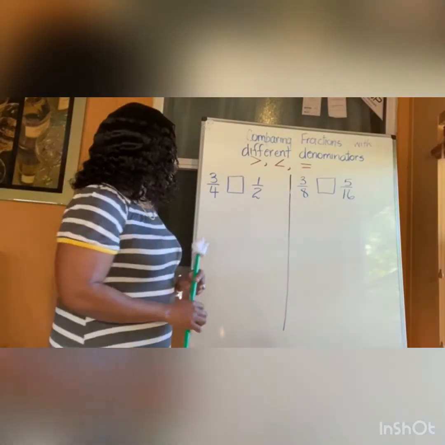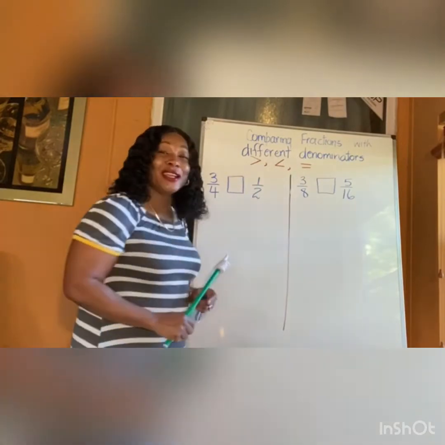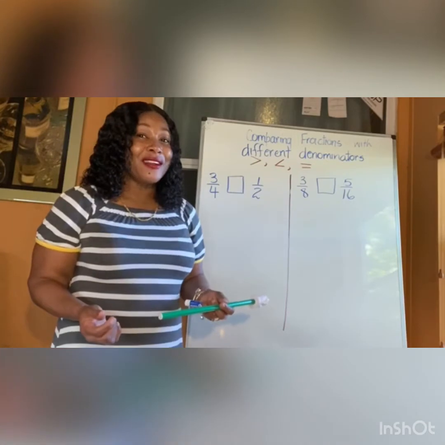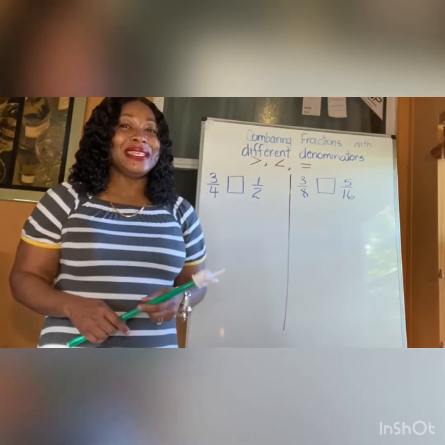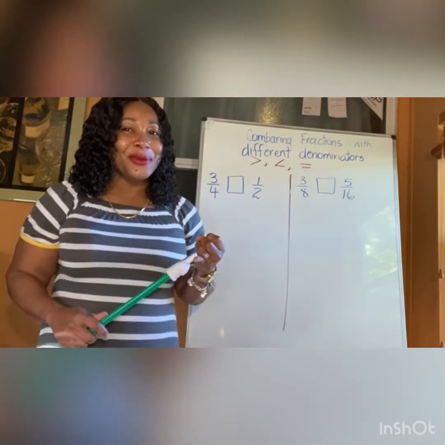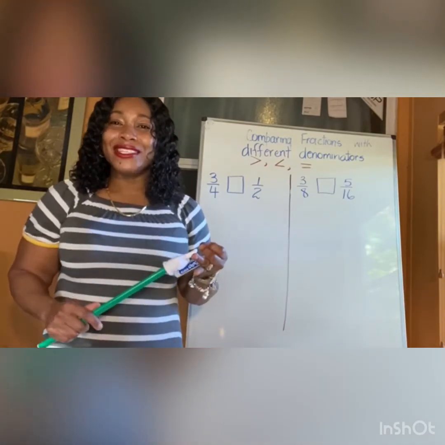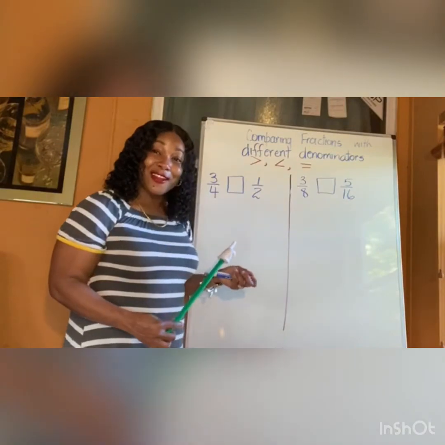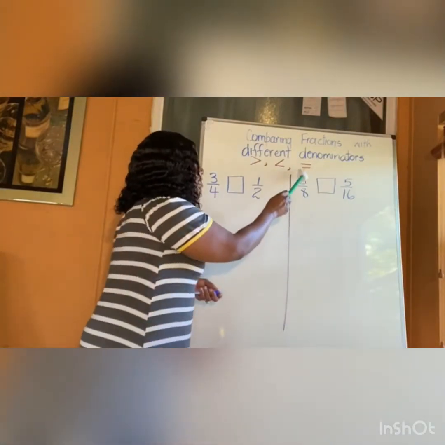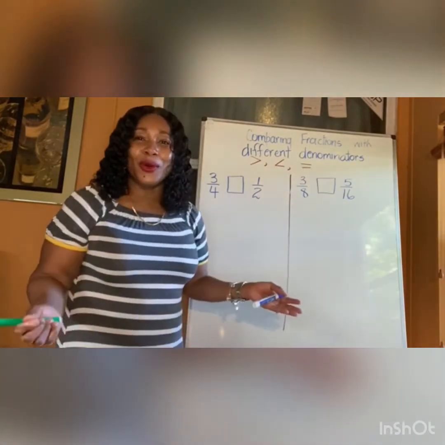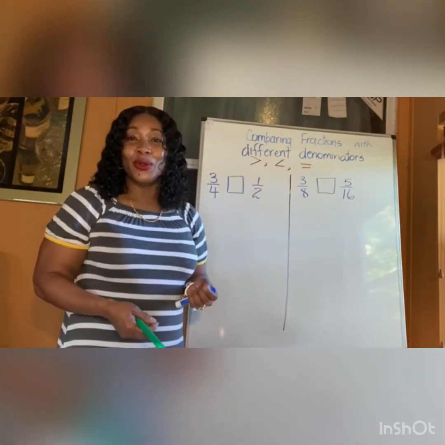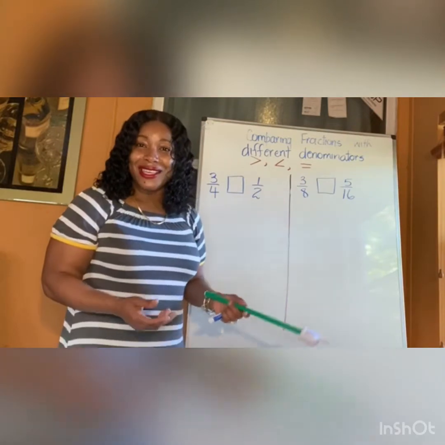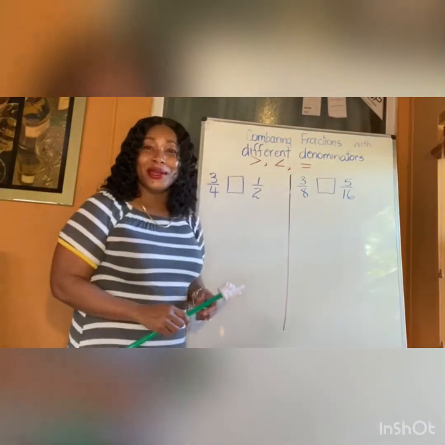Now, because we are comparing, we have to talk about what that means as well. To compare means we're looking to see, are these fractions equal? Is one greater or is one less? Now, when we compare, we use symbols. This is the easy one. It's equal. By now, we all should know that this symbol means the two fractions are equal. These two are the tricky ones.